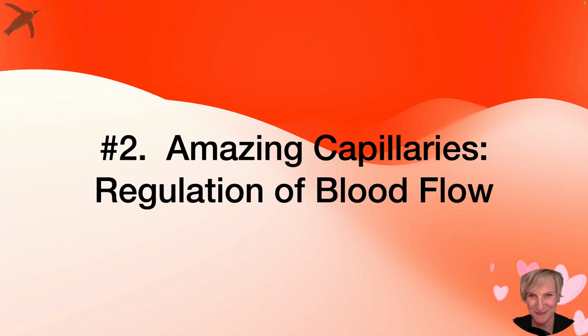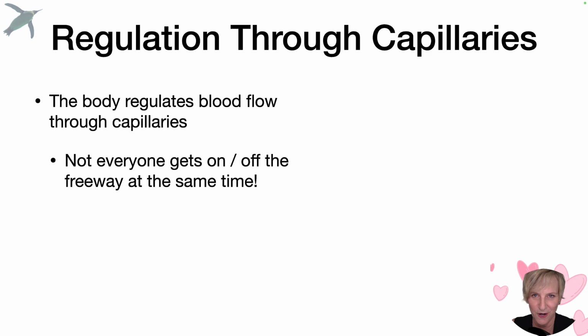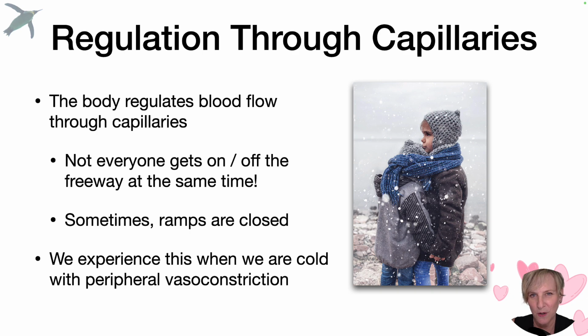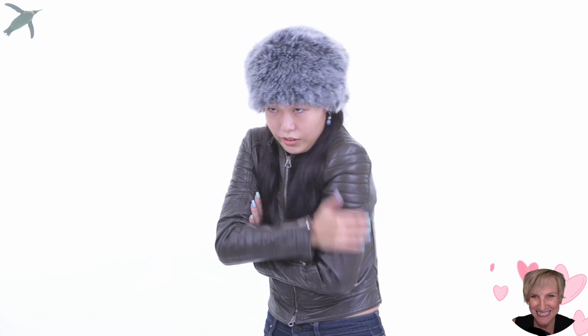Okay, regulating blood flow through capillaries. You don't let all the cars on or off the freeway at the same time. Sometimes those ramps are closed. You can experience this when you're very cold, and we have surface vasoconstriction. So in order to conserve body heat, your body will shut down all of that surface flow to try and keep the heat inside the body.